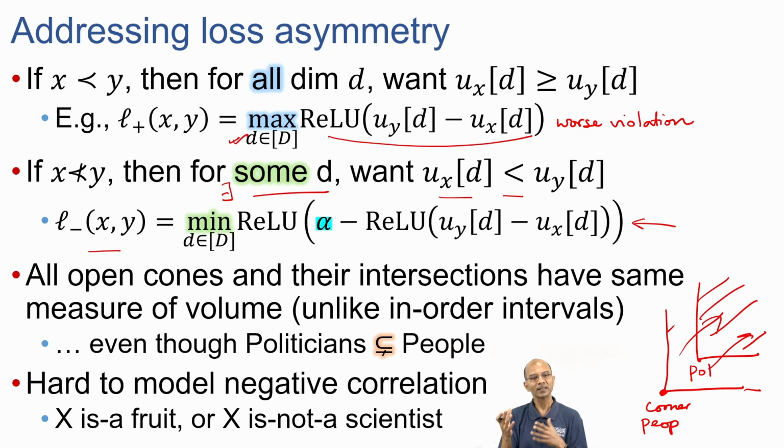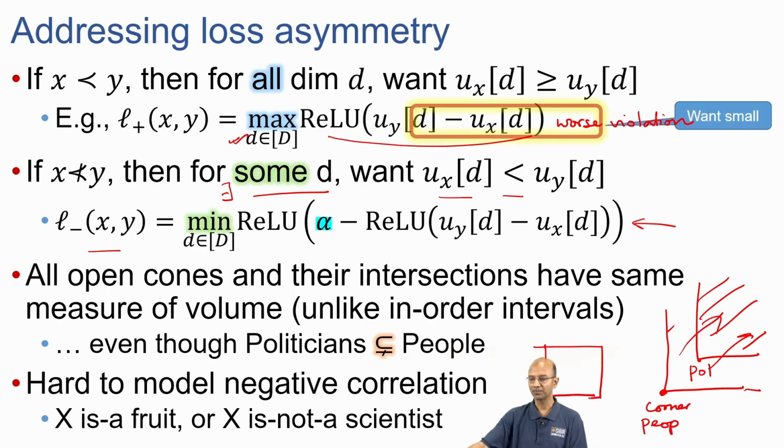because the number of politicians is strictly less than the number of people, so less volume should be allocated to politicians than people. It's also hard to model negative correlation, because if you fan out enough in the positive orthant, everything overlaps. You cannot, for example, explicitly model that if x is a fruit, then x cannot be a scientist. For this reason, we are going to generalize from open cones to closed rectangles, and that will solve our problem.